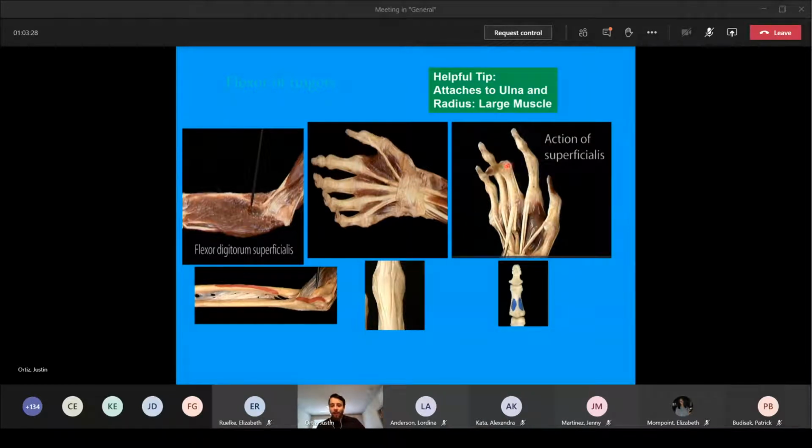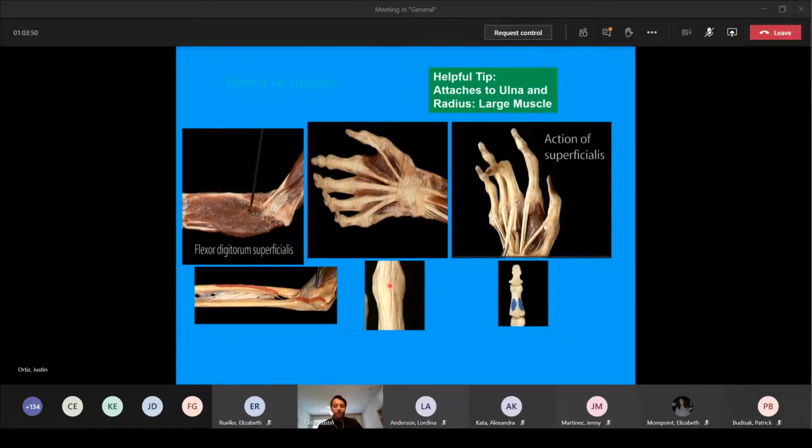And it's going to allow for only flexion at the middle phalanges. Remember, only flexion at the middle phalanges. Like we said, helpful tip, it attaches to the ulna and the radius, so it's a pretty large muscle. So that can help you identify the flexor digitorum superficialis. And you can see right here, it only attaches to the middle phalanges, right? Middle. Over here would be the distal phalange. That would be flexor digitorum profundus.